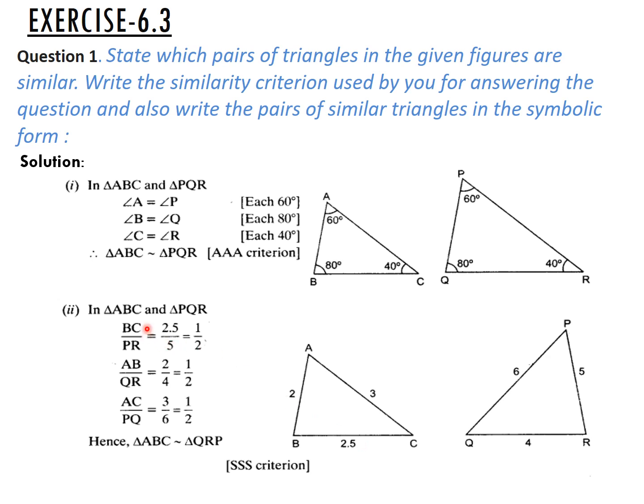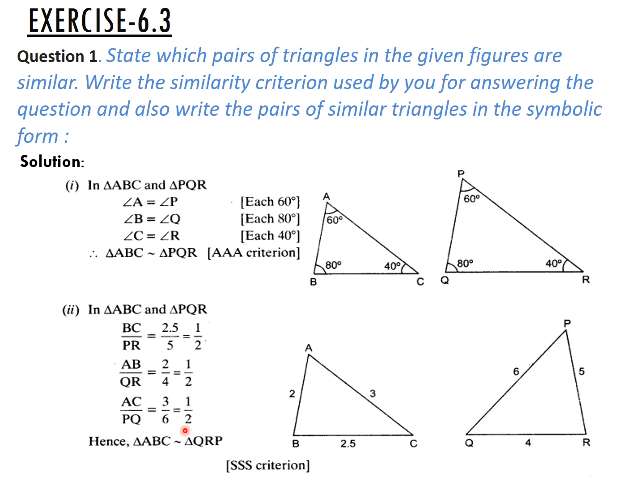So the first one is BC by PR. So BC right here is 2.5 by PR is 5. So 2.5 by 5 is equal to 1 by 2. Then AB by QR. AB is equal to 2 and QR is equal to 4. So AB by QR is equal to 2 by 4, that is equal to half. The third one is AC, that is equal to 3 by PQ.